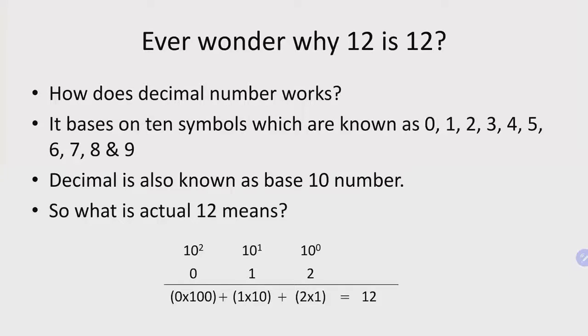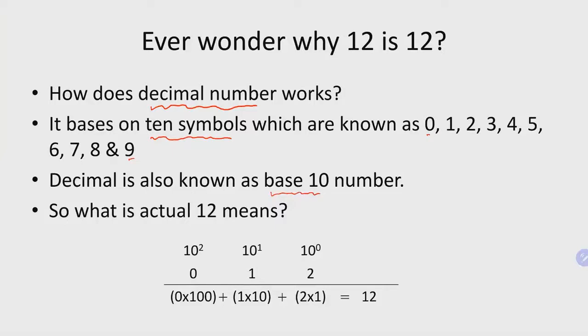Okay, so before we go any further, the number system that we are familiar with is called the decimal number system. Have you ever wondered why the number 12 is 12? Our number system is based on 10 symbols, starting from 0 to 9. We know it as 0, 1, 2, 3, and so forth to 9. So decimal is also known as a base 10 number.